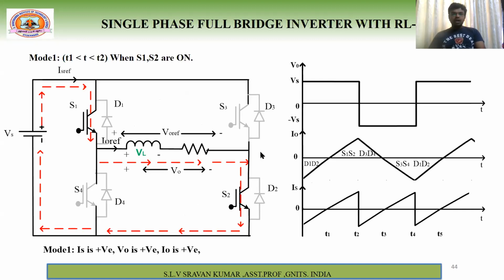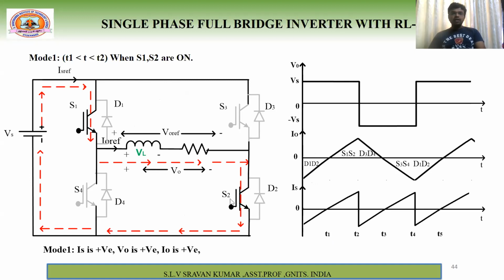Right. Now let us say, during T1 to T2. So that means this one, T1 to T2. I am not considering 0 to T1, this one. While we are discussing here, it will be covered, the same will be repeated here. So that's why I'm starting from T1 to T2. So from T1 to T2, when S1 and S2 are on.